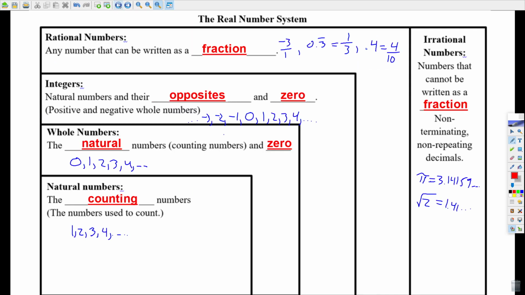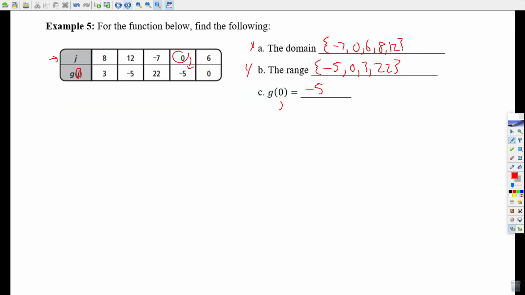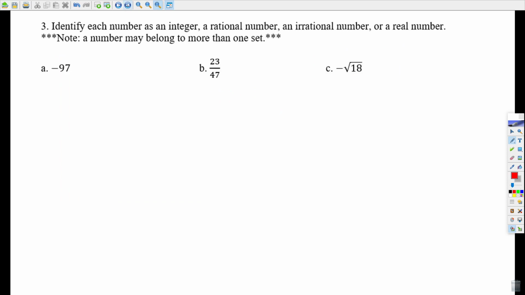Let me go back here. This is called the real number system. That means any of these categories would be considered real. So any number you can possibly think of is a real number, since all of these categories separately fall underneath the real number system. So we can say they're all real. That's a weird thing to categorize them as. It also says a number may belong to more than one set. So everything's real, I'll just throw that in there. These are all going to belong to more than one set.